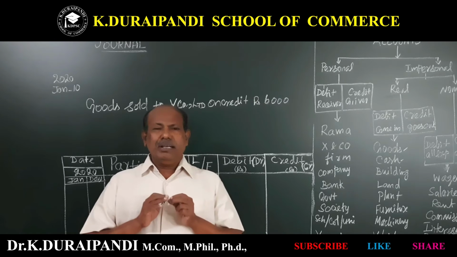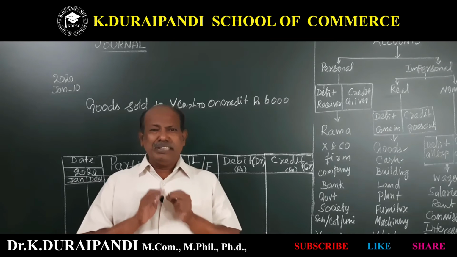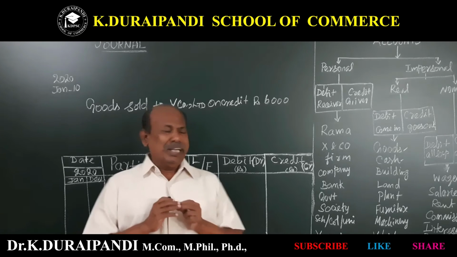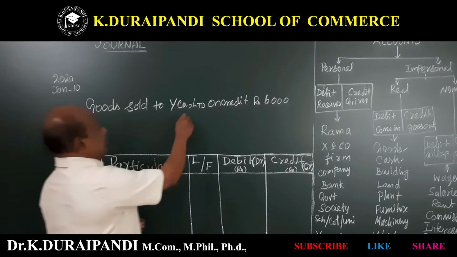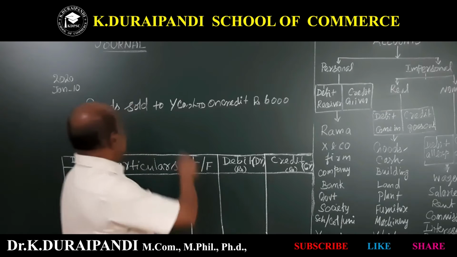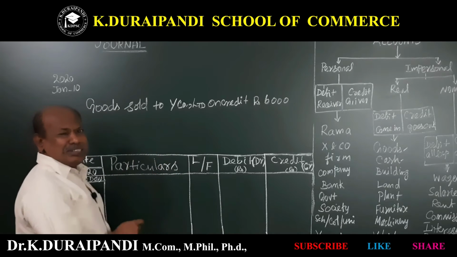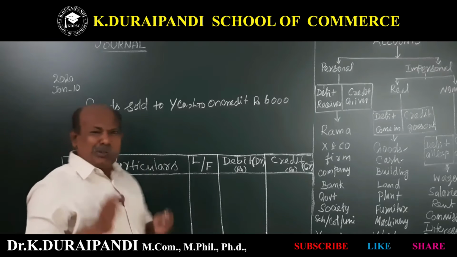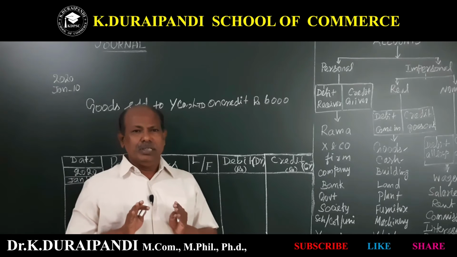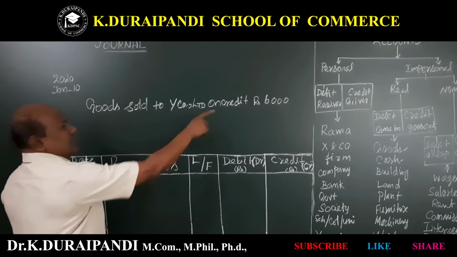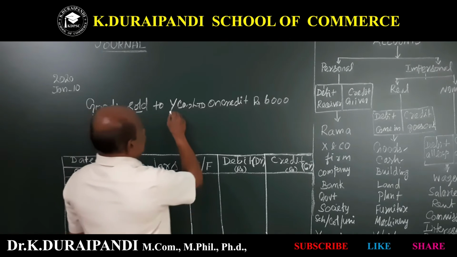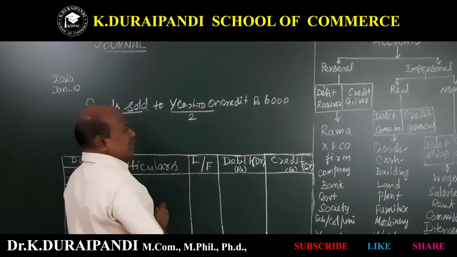Hi, today we are going to make a journal for a few transactions. You look here, goods sold to Y and Co on credit, rupees 6,000. It is a business transaction. So, to write a journal, we need at least two accounts. In this transaction, goods sold is one account, Y and Co is another account.